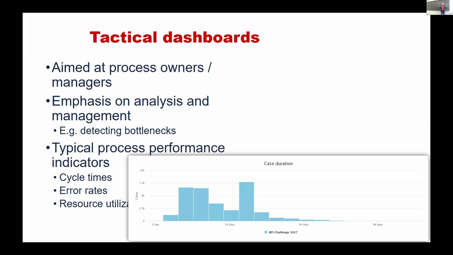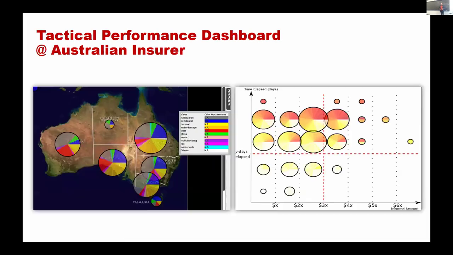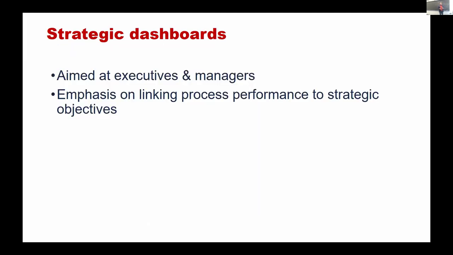Tactical dashboards will display things like the distribution of cycle times, so that I can notice, hey, there's a bunch of cases here that are taking too long. Or they sometimes display things like the performance of my process in different geographic regions. Hey, I'm doing very well in this region, but I have a high defect rate of a certain type in another region. That's the kind of questions that tactical dashboards answer. Finally, strategic dashboards are meant for the upper management, the executive managers, etc. In this course, we are not going to be dealing with strategic dashboards, but it's important to know these things exist as well.